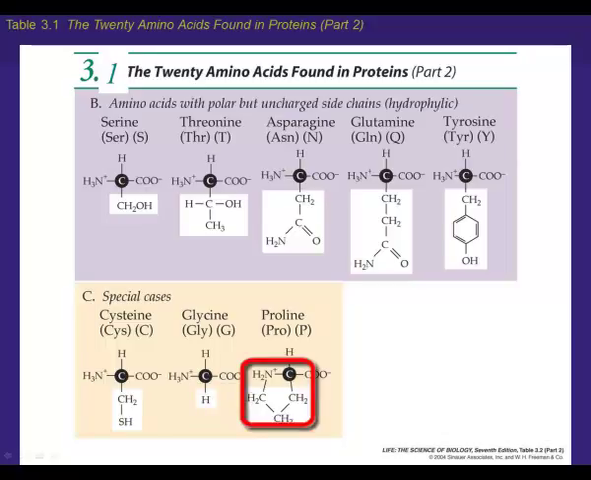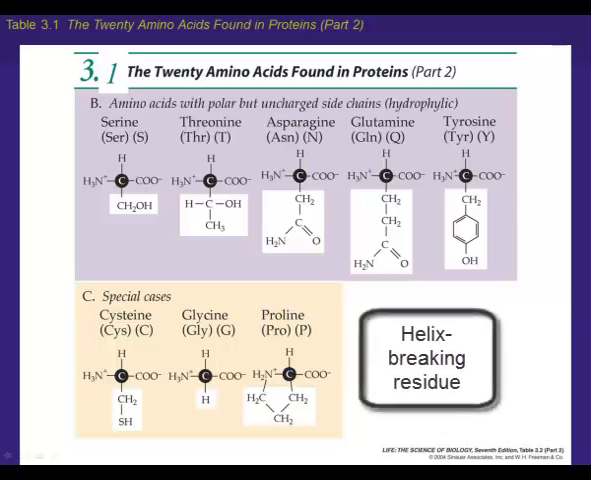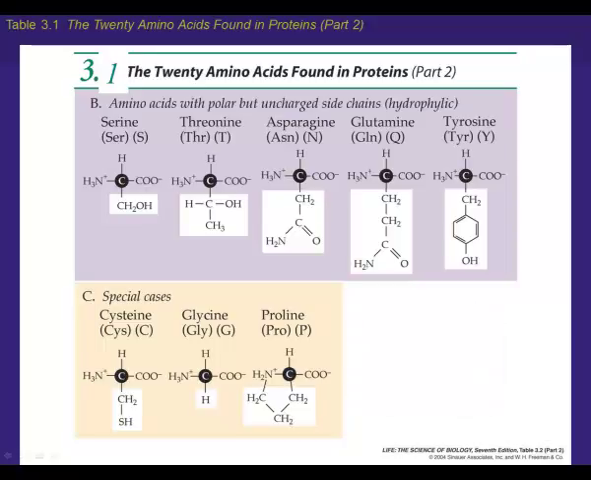Finally, proline has a very unique ringed structure, which doesn't allow it to form bonds that result in a special kind of secondary structure called an alpha helix. We'll look at that secondary structure in a moment as well. The reason for this is that proline can't form hydrogen bonds, and so it's referred to as the helix breaking residue. And in terms of the overall three-dimensional shape of a protein, these prolines tend to be found in the bends and the loops of those molecules.